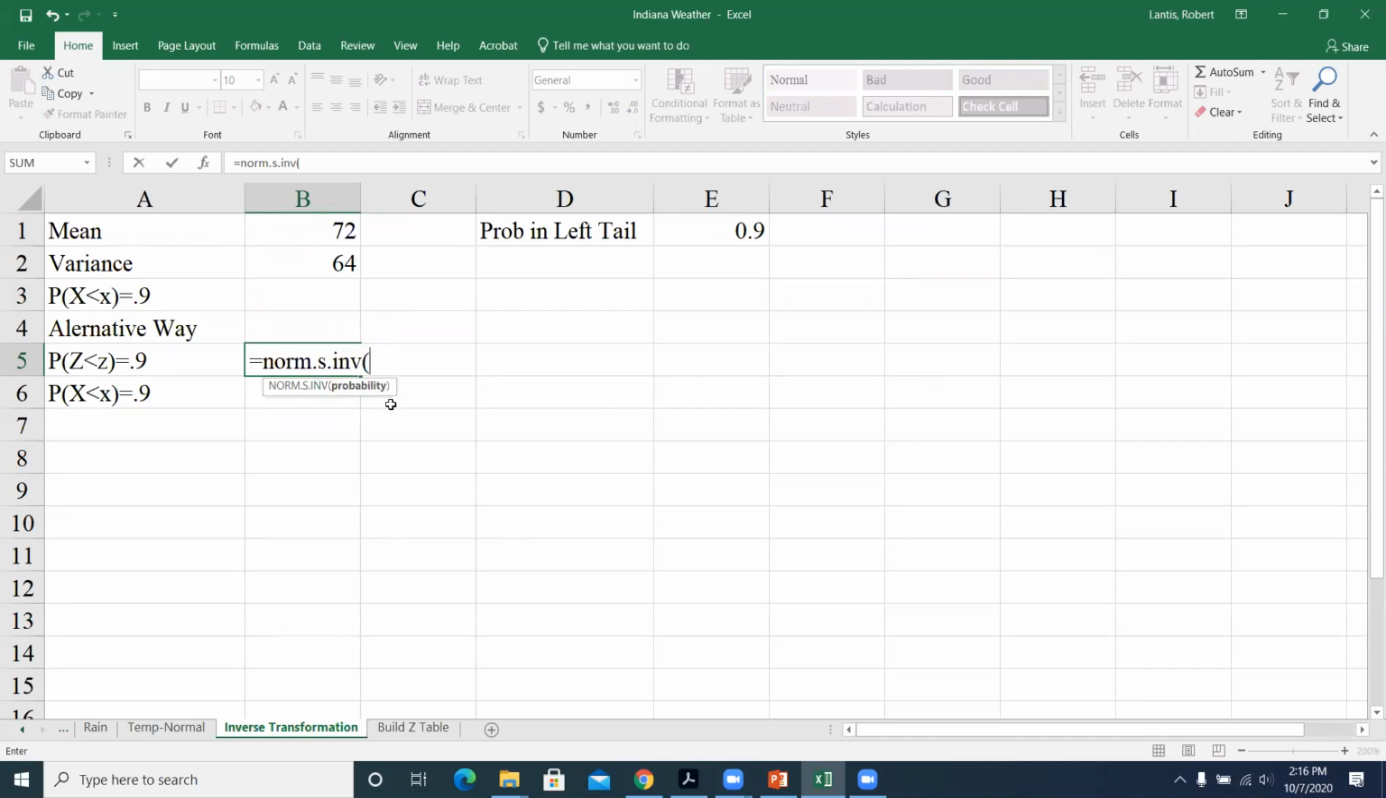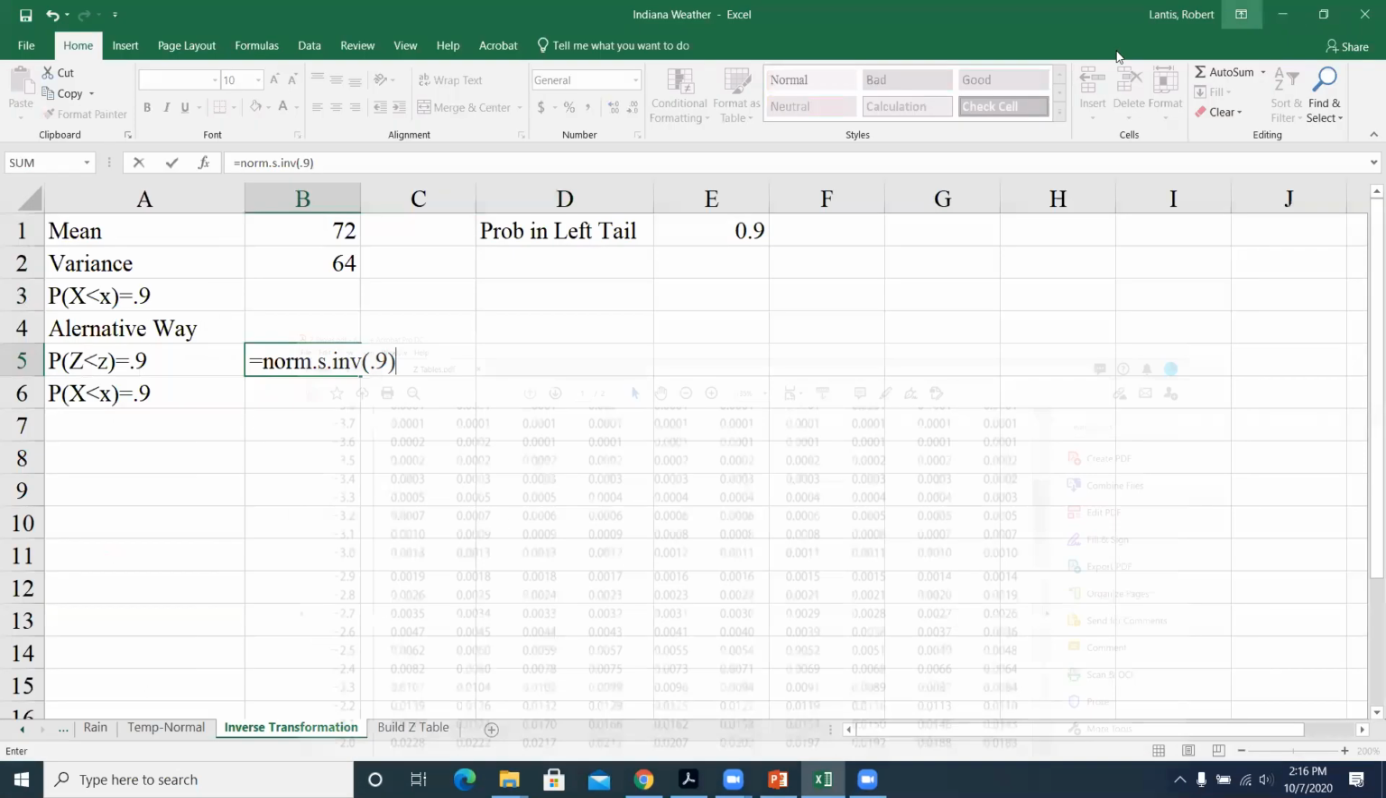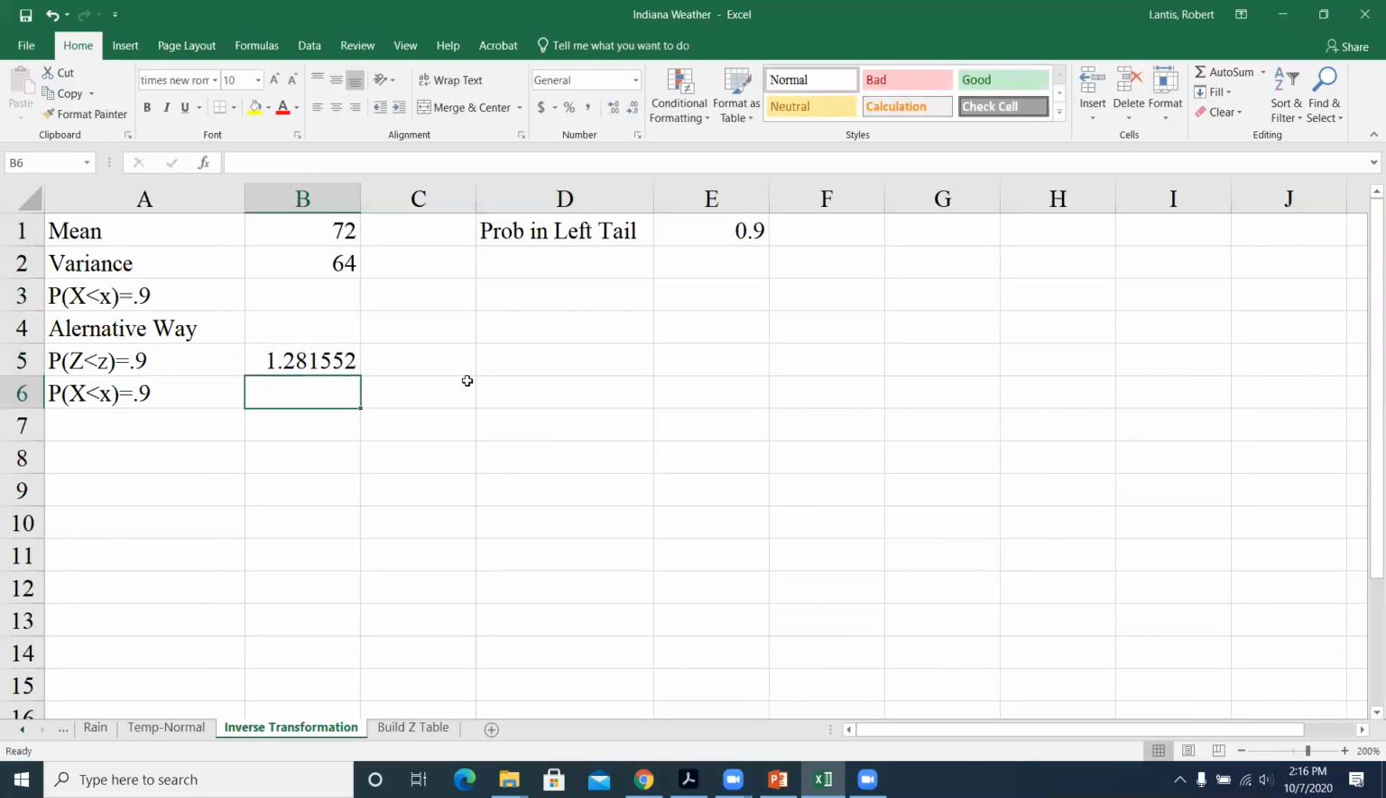norm.s.inv, what this is going to say is I'm using the standard normal distribution, so those Z-scores, and I know the area that I want to the left of my Z-score is that 0.9, right? So that's all I have to tell Excel. And what Excel does when it sees this is essentially it looks up that area of 0.9 in the table and then goes over and up to find what Z-score would give you that area and then spits back out at you what that Z-score would be.